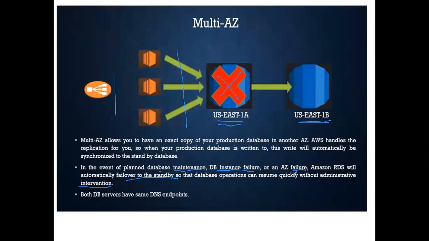So the advantage the client gets is there will be no downtime even if maintenance activity is happening, or if the database instance fails or an availability zone failure happens. Both the DB servers will have the same DNS endpoint, so there will be no connection issues at all. Clear? Yes, clear. The AWS RDS service handles availability zone failures also. This is the second advantage. Multi-AZ stands for multi availability zone failure protection.